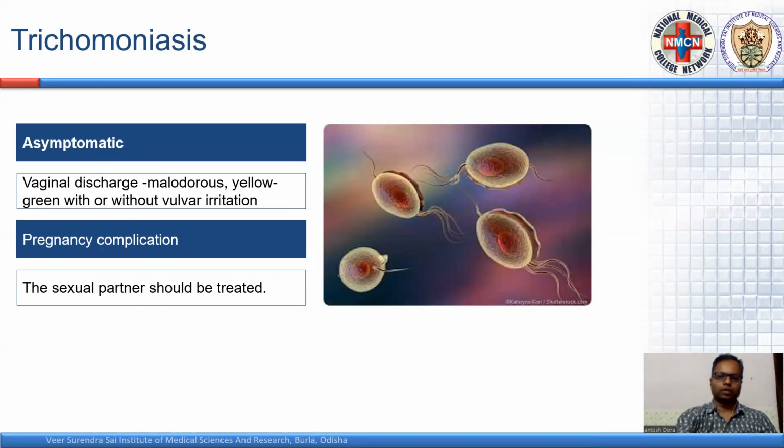When it is associated with pregnancy, complications like preterm labor, PPROM, and post-cesarean sepsis are the most common presentations. These patients also infect their partner, so during the treatment, we have to treat the sexual partner of the woman as well.